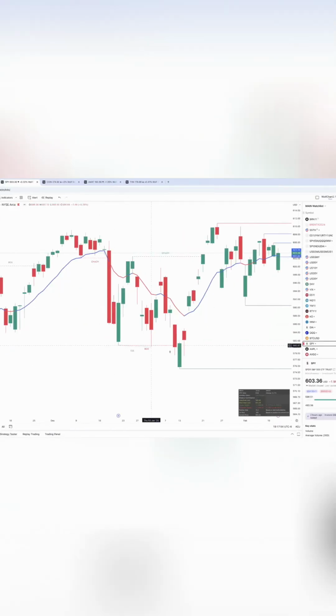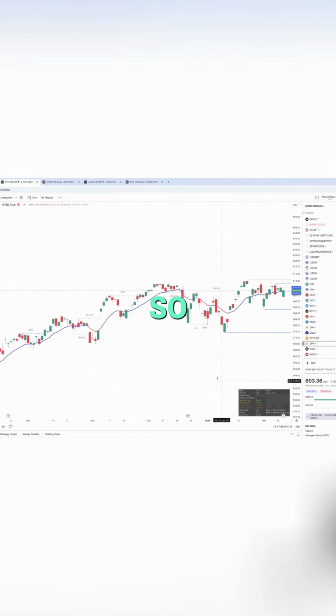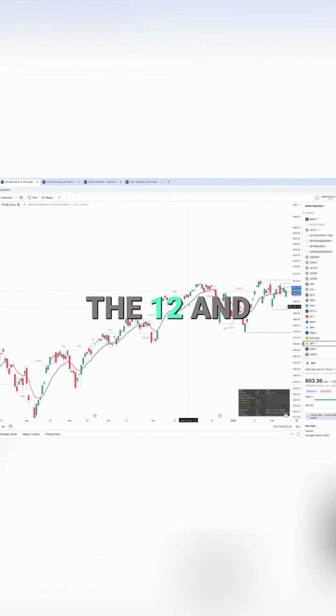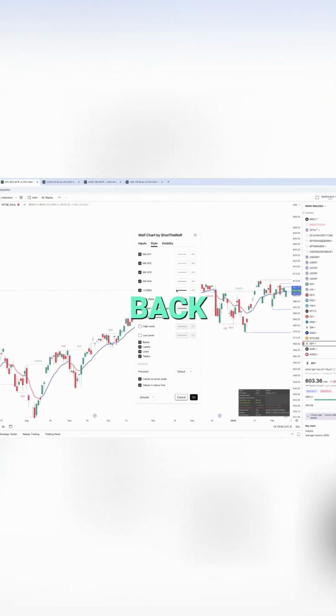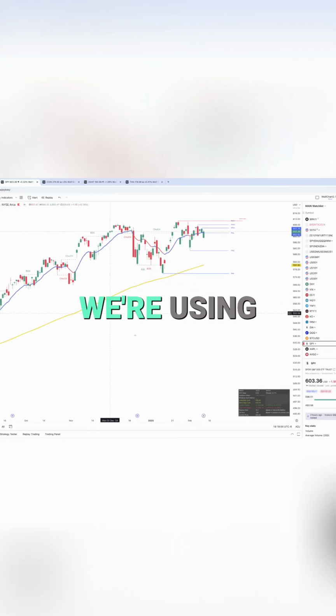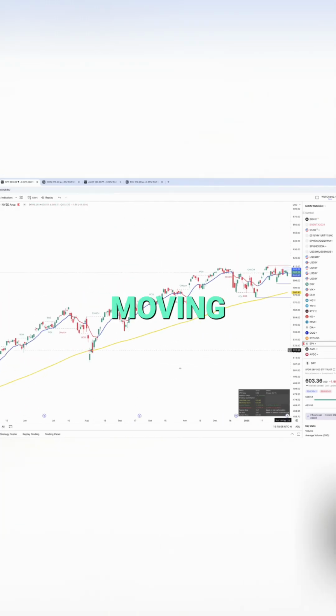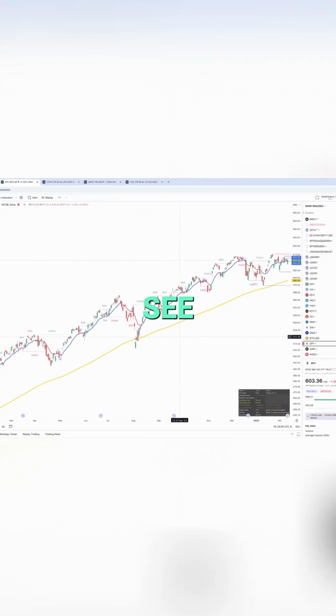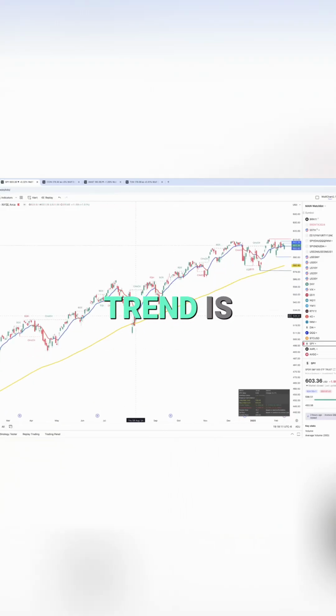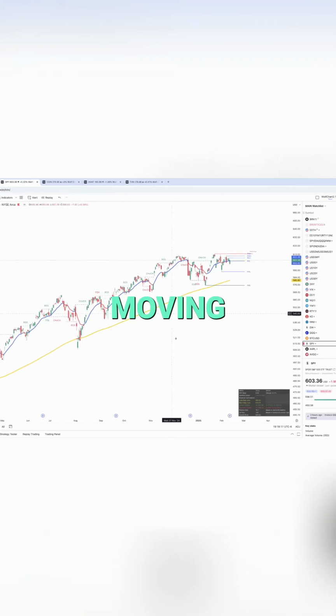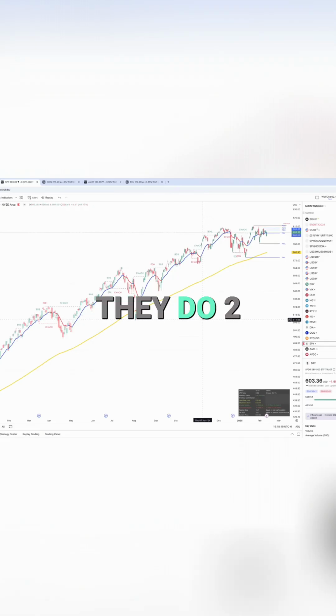All right, so this 200, the 12, and let's add the 200 back to the chart. When they work together, we're using these two moving averages to help us see what the short term trend is, the short to mid term trend, and then also what the overall trend is, because this is the whole purpose of these moving averages. They do two different things primarily.